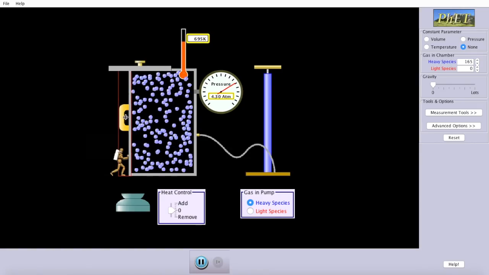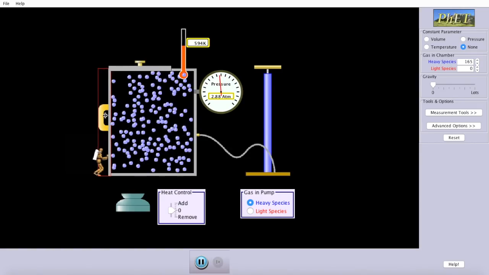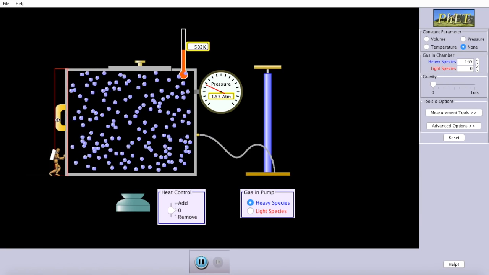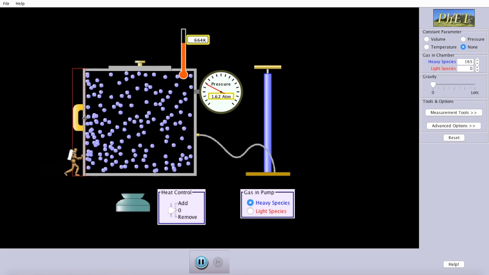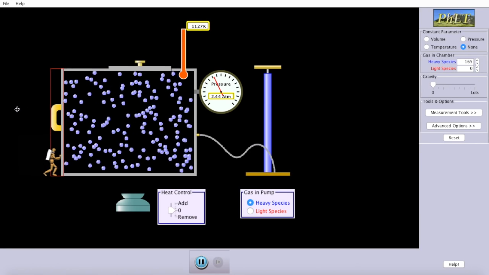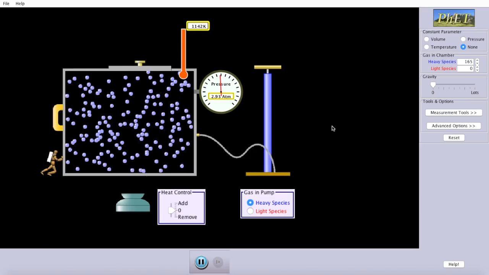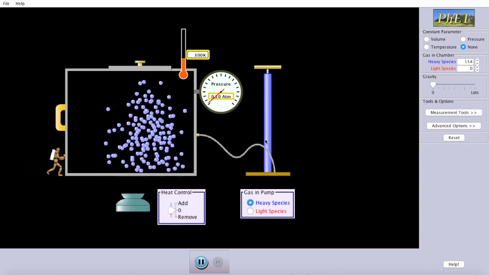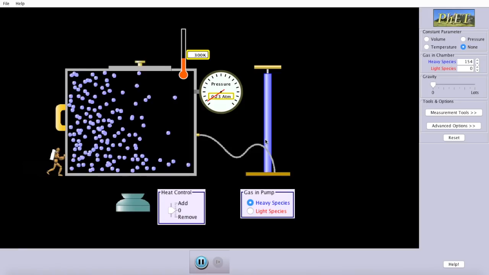If we make the volume get larger, as the volume gets larger, the pressure gets smaller. So the relationship between pressure and volume is an inverse relationship. When one goes up, the other goes down, and vice versa. We'll reset. Let's throw in a pump of air and let things get back to equilibrium.